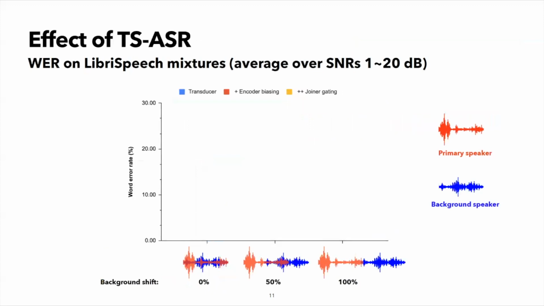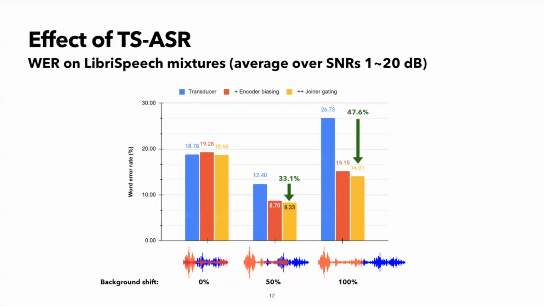To evaluate the performance of our proposed methods, we created synthetic mixtures from LibriSpeech with SNRs ranging between 1 and 20 decibel. We use the first 2 seconds of the utterance as the wake word segment. On the x-axis, we show 3 different evaluation conditions depending on when the background speaker starts speaking. On the y-axis, we have word error rates for the target utterance. First, we can see that there is no improvement in the 0% case. This is expected because the wake word segment in this case is also contaminated. However, when we do have a clean wake word, our methods show significant reduction in word error rate, namely 33.1% and 47.6% for the 50% and 100% shift conditions, respectively.